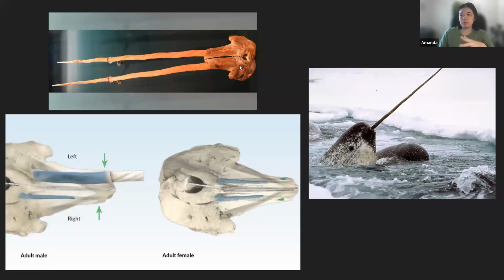And very rarely, about 1 in 500 males will grow both their left and right canine as tusks, and you'll get this rare double tusk narwhal. And then occasionally females will also grow one tusk.